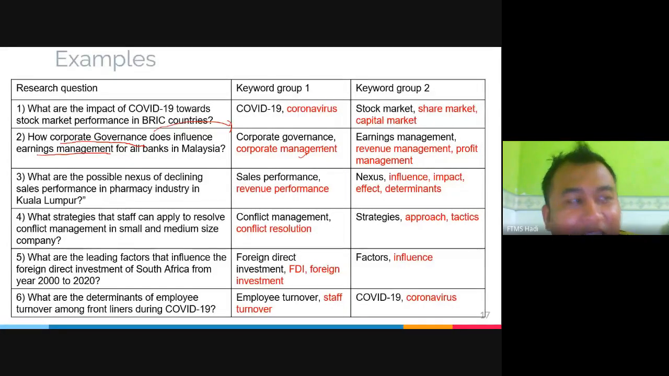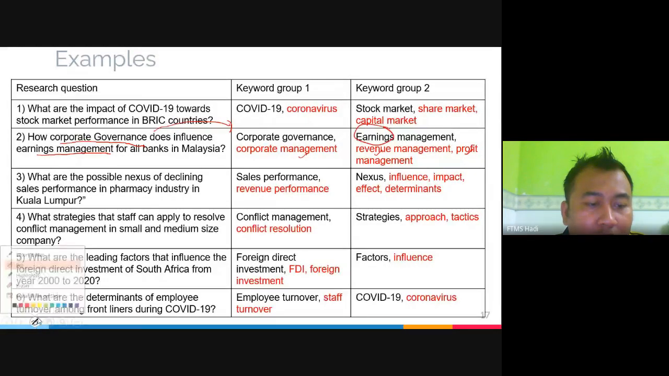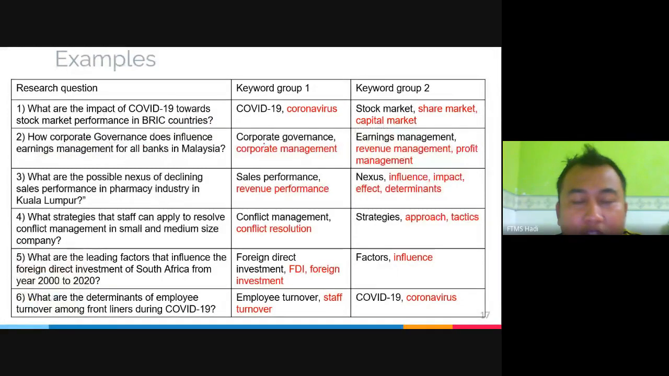Like Sharina asked, is purchasing intention the same as purchasing behavior? That one you can also diversify as a keyword. Earnings management has another name, which is revenue management or profit management. This is to ensure that your search is rigorous, that means not depending on only one keyword. Your search is based on multiple keywords. The third one is sales performance.